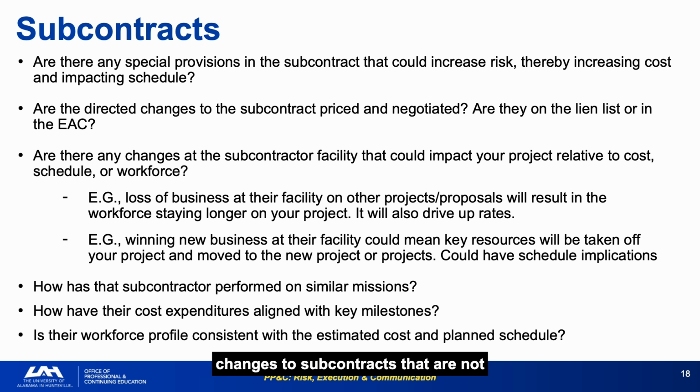Directed changes to subcontracts that are not priced and included in the EAC or lien list are one of the most common sources of unexpected cost growth in the final phase of development programs. They accumulate quietly and emerge suddenly. Maintain a directed change log for every major subcontract. Review it monthly against the lien list. If there are changes in one that are not present in the other, the EAC is incomplete.